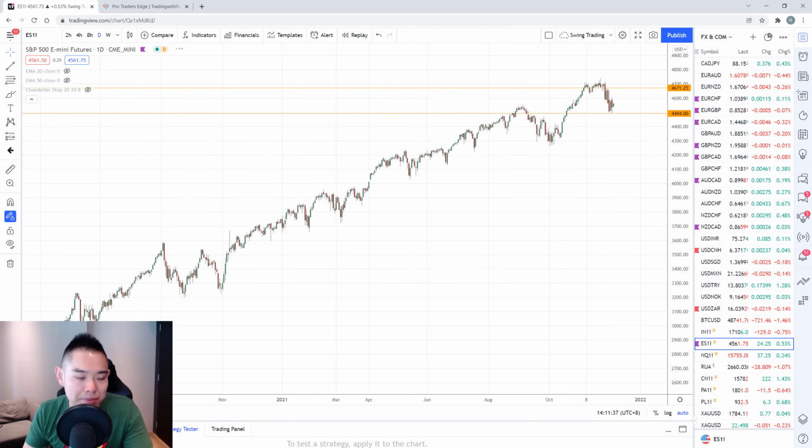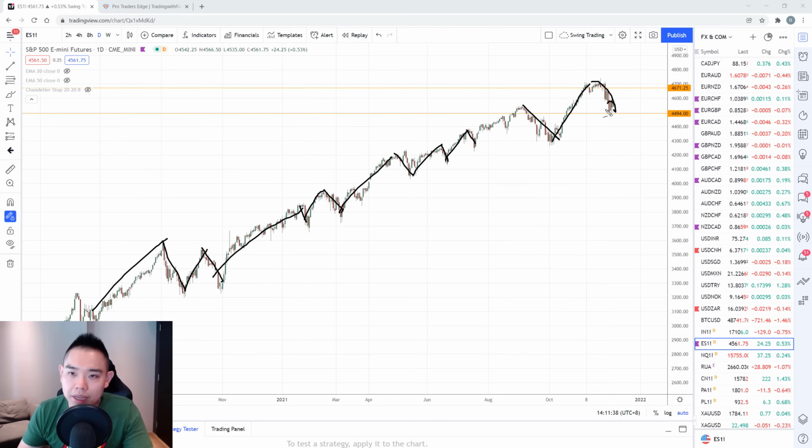If you just look back on the S&P 500 over the last 12 months or so, price heads up higher, pulls back, heads up higher, pulls back, higher, pull back, higher, pull back. Then this one over here, pull back, higher. Right now we are making a pullback.